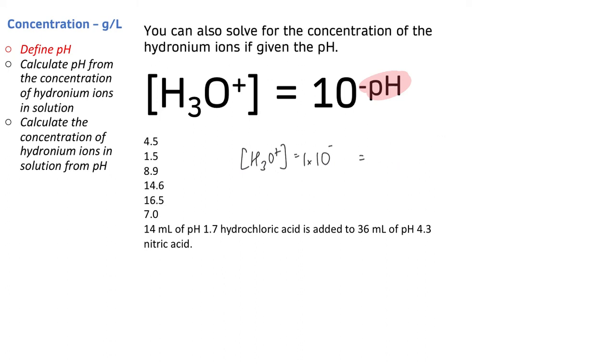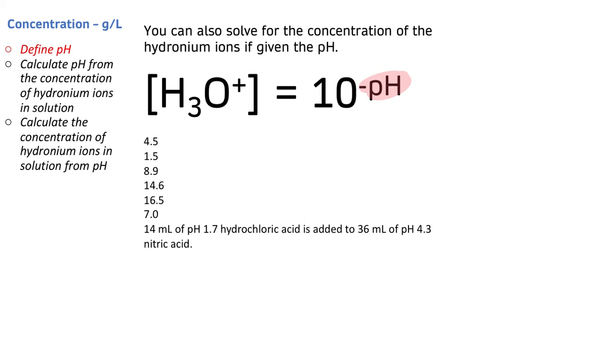1.5, 10 to the power of negative 1.5, 0.0316. All right, so that one's the 1.5. I didn't even write that in. Okay, so now let's move on to the next one. It's just the same thing, but with the 8.9.